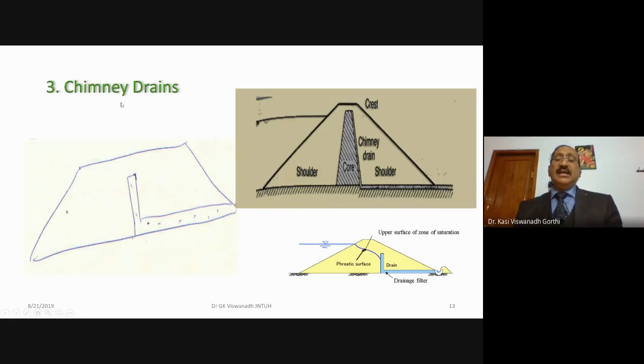Third category is providing a chimney drain. See, if this is the section of a dam, a chimney drain may be provided like this. Instead of only leaving it at the horizontal blanket, you have a certain vertical portion also for it, then it is called a chimney drain.